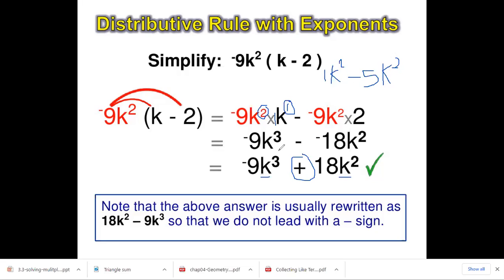But if they are unlike, we can't, like the question which we have here: k to the power of 3 and k to the power of 2. So this is the last step: negative 9k to the power of 3 plus 18k to the power of 2. So this is the meaning of the distributive property. This is the meaning of what?